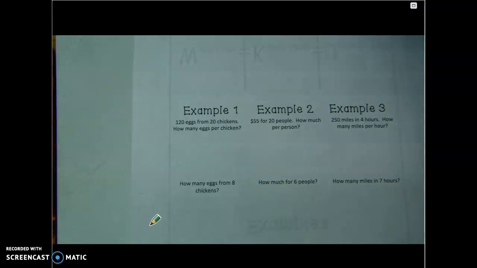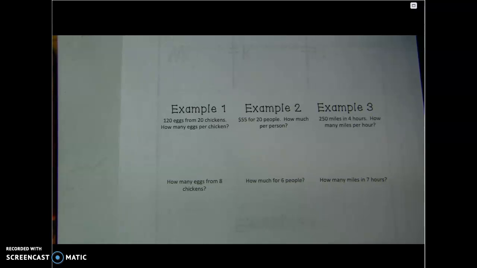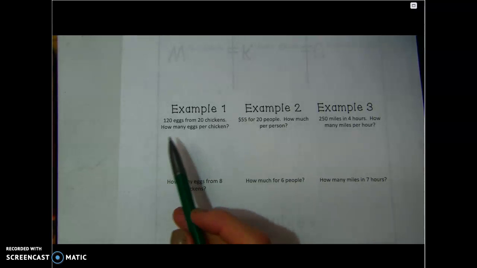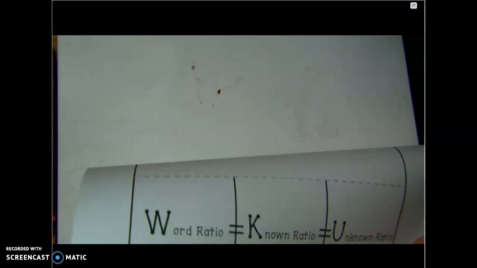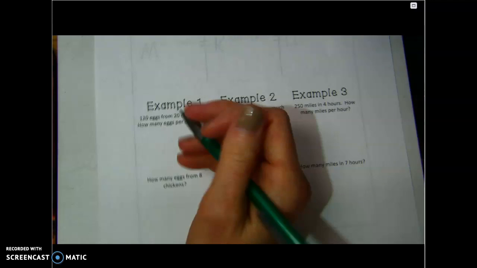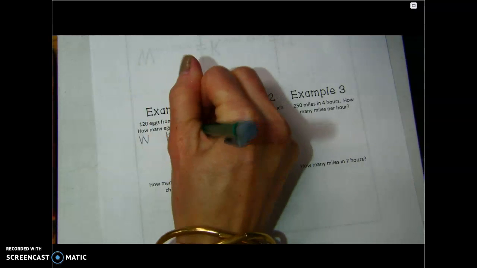Okay, so we are going to work on our foldable for unit rate today. So go ahead and look at example 1. It says 120 eggs from 20 chickens. How many eggs per chicken? So we're going to do our W, K, U and set this up this way. So go ahead and write your W, your K, and your U.